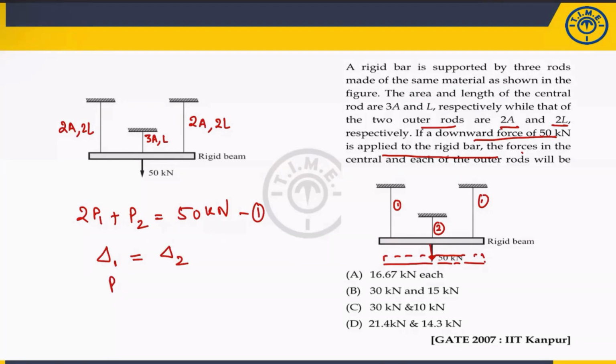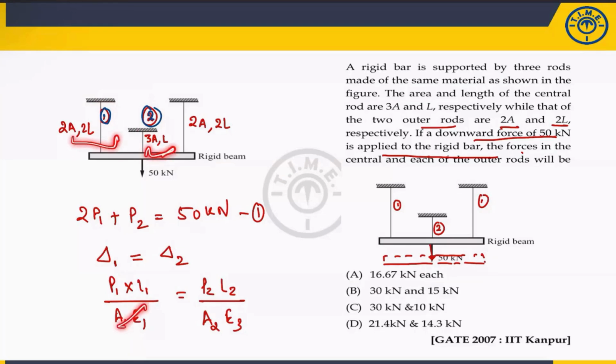So delta 1, you know that P1 into L1 divided by A1 into E1 is equal to P2 into L2 divided by A2 into E2. Now, area is given. Young's modulus is given for first as well as for second also. For 1 is given, for 2 is given. So in terms of area into length, it will be cancelled out. Young's modulus, it is made up of same material. Okay, there is no issue. So you just consider E. Length value is different. Length and area are given.